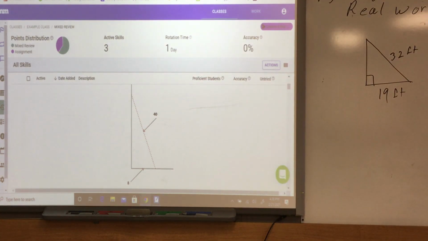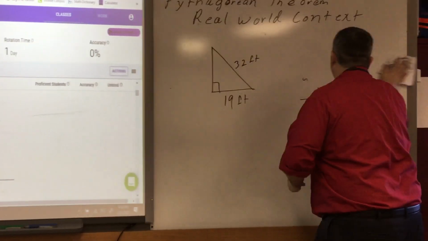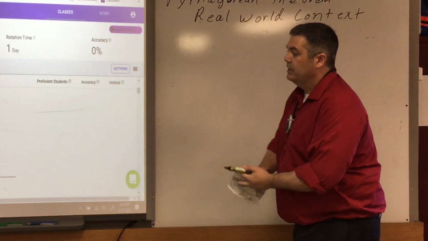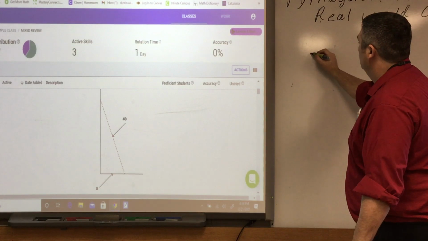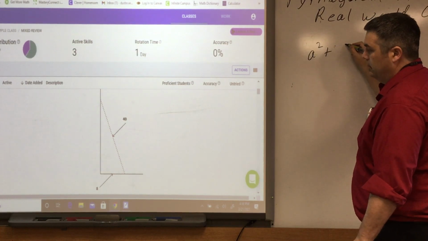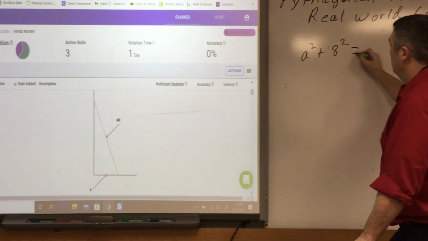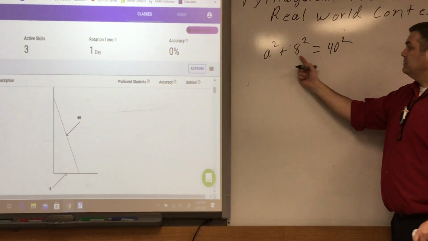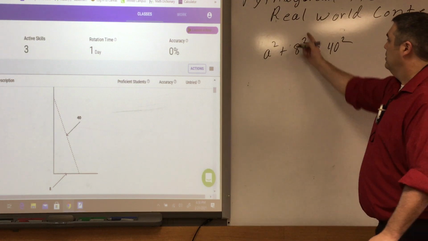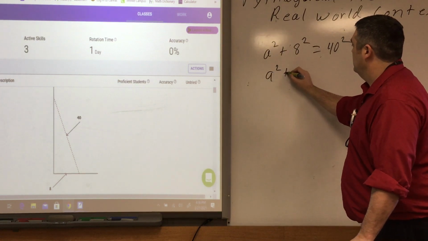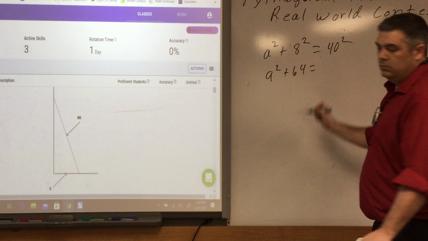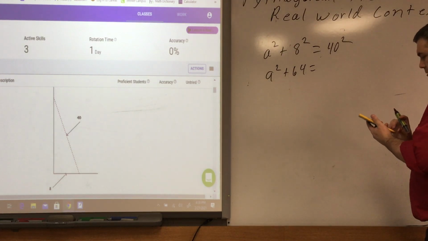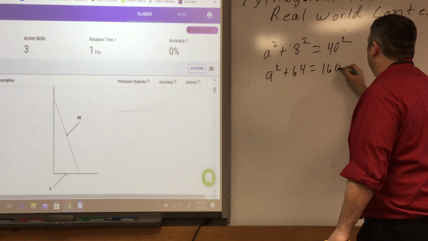So set it up the same way as we've been doing. So what did they give us? They gave us one leg and the hypotenuse. A squared plus B squared equals C squared. A squared plus 64 equals, what, you should know that. I don't remember. 1600, yeah, I should know that.